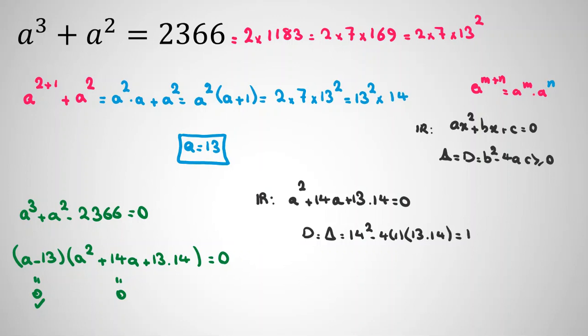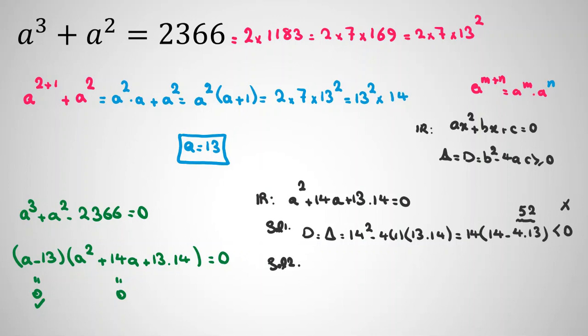Let's factor out 14. It will be 14 times (14 minus 4 times 13). 4 times 13 is 52. This is obviously less than 0, so in real numbers we don't have any answer. That is solution number 1 for this part. Let's solve also with solution number 2.